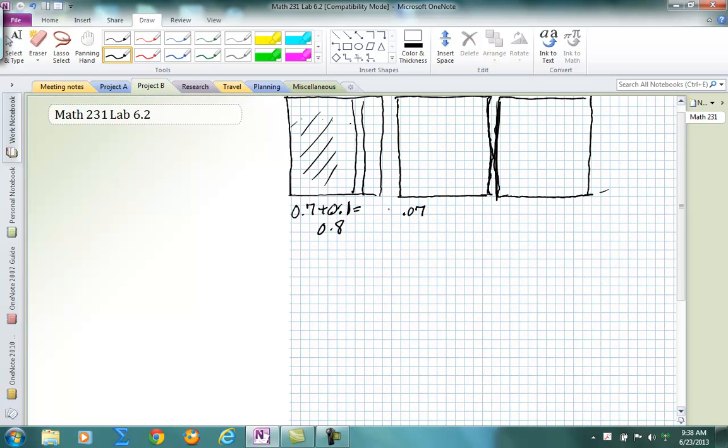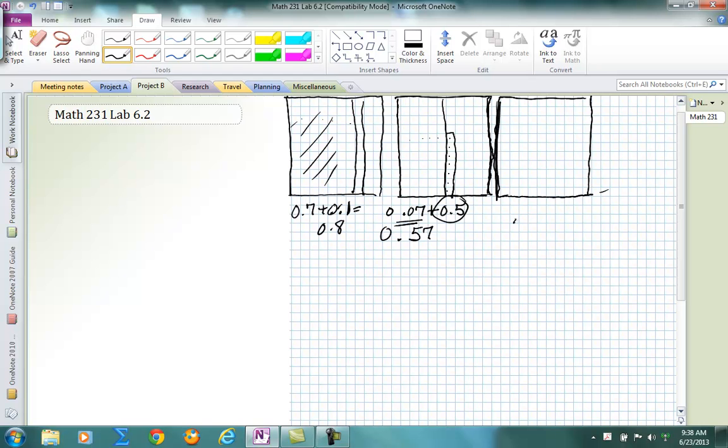Or if you're adding 7/100 to 5/10, you can mark 1, 2, 3, 4, 5/10 and then mark 7/100. And then count what you have, and you have 57/100.